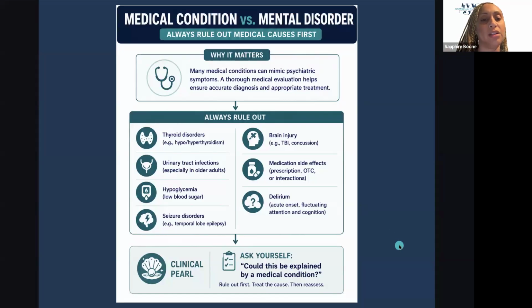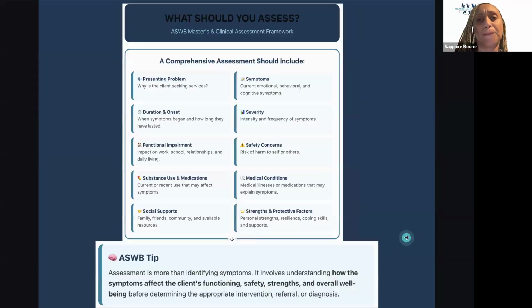So we talked about that a little bit last week, so I just put that in here. When it comes to our mental health disorders, we want to make sure we are assessing the presenting problem, because that is why the client is seeking services, but we also want to understand the duration and onset, right? When did the symptoms begin and how long have they lasted? We also want to know what the symptoms are and also the intensity and frequency, which is similar to duration and onset.